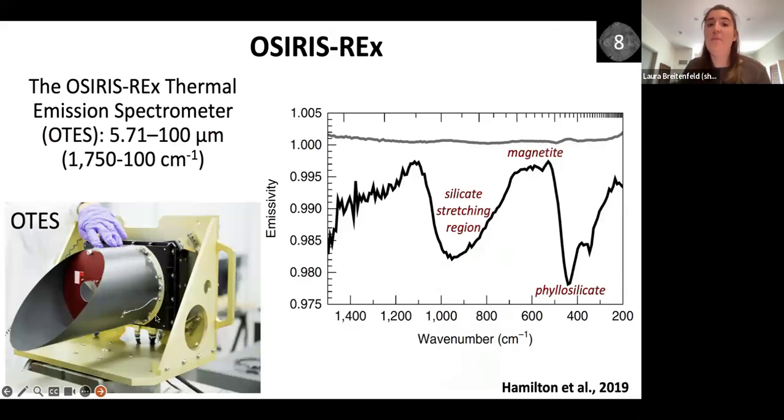Okay, so while working with OSIRIS-REx, I was studying OSIRIS-REx Thermal Emission Spectrometer data. So in black here, we can see the average spectrum of this asteroid. We have a silicate stretching region within this spectrum. We have a small feature that was attributed to magnetite and a larger feature associated with phyllosilicates or clay minerals.